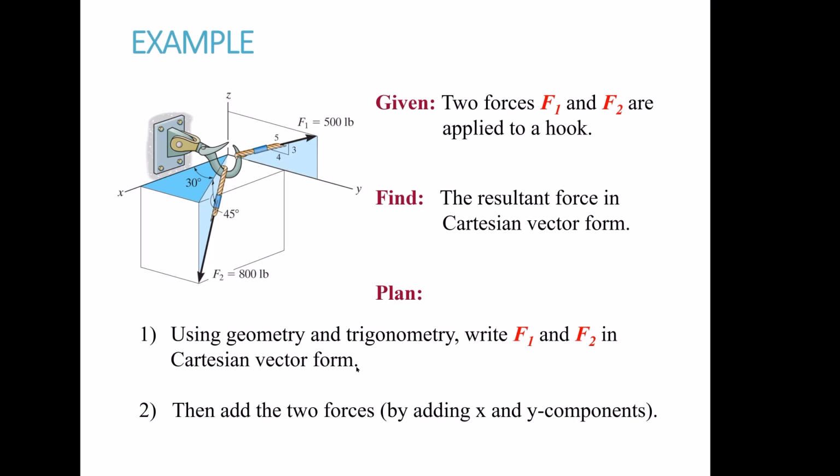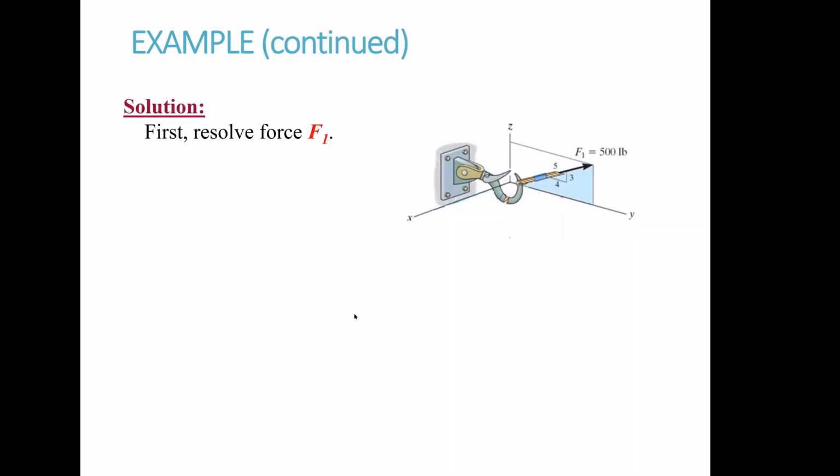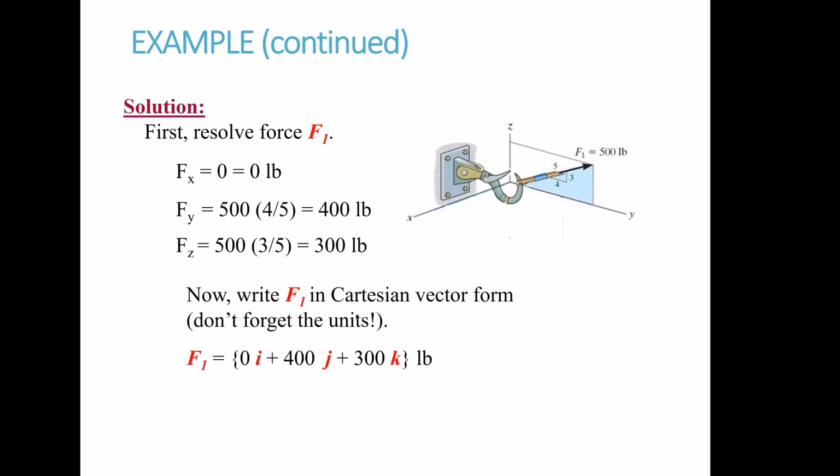Okay, so here's just a plan. In this case, you have two vectors. You can write the two vectors in Cartesian form and then add them together. Okay, so there are only two main steps. So if we just take a quick look at that.